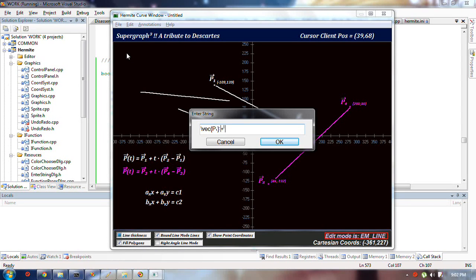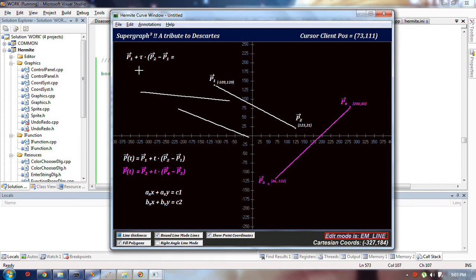P1 plus... Now, it's too bad we have to call it T. I mean, I could use tau plus tau P2 1, whoops, equals, now I'm going to stop that at this point here. That's part of it.